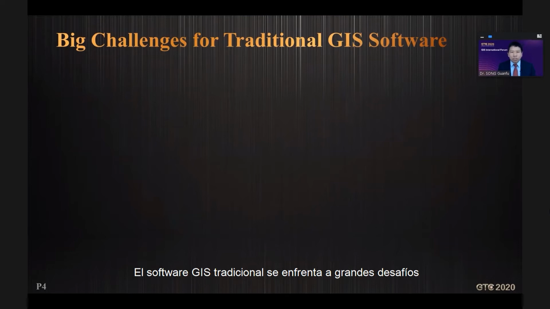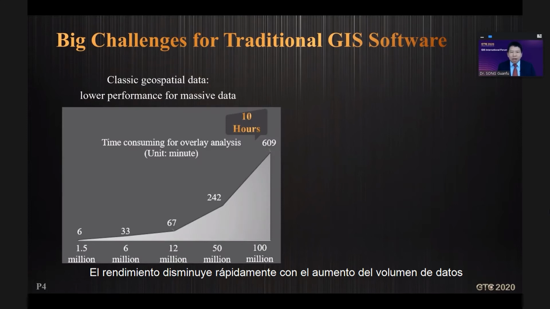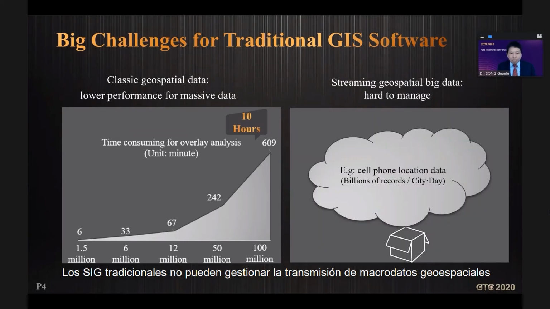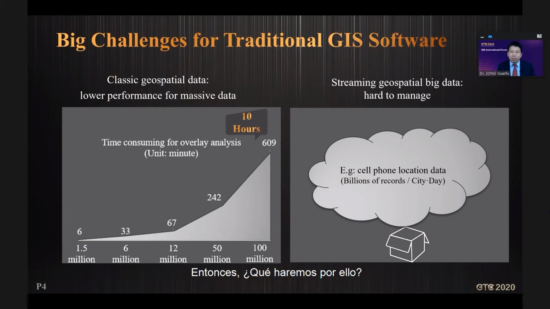The traditional GIS software is facing big challenges. The performance declines rapidly with the increase of data volume. For example, an overlay analysis would take more than 10 hours when polygons of data reach 100 million. Traditional GIS cannot manage streaming geospatial big data. For instance, cell phone location data, which is more than billions of records per day per city. Then what shall we do for it?